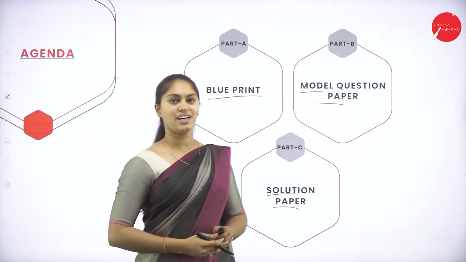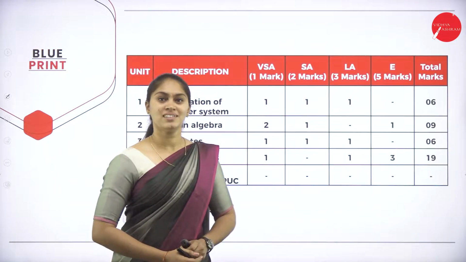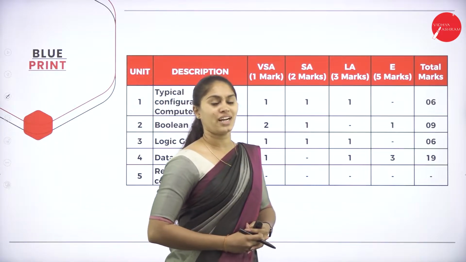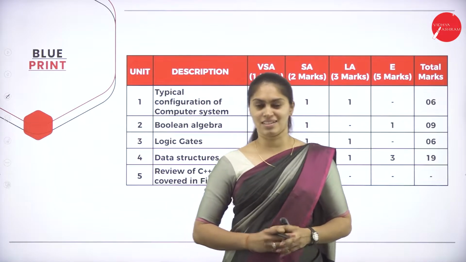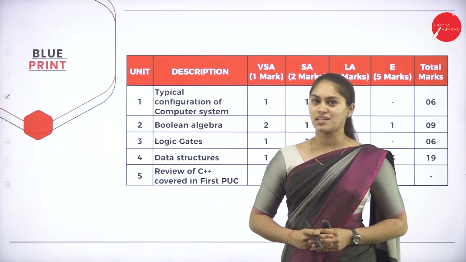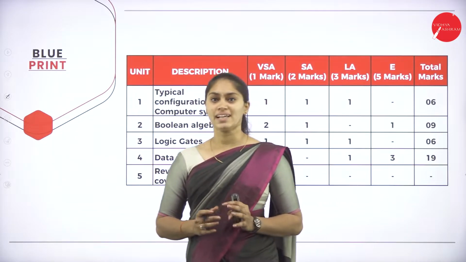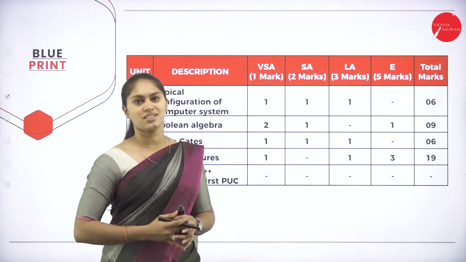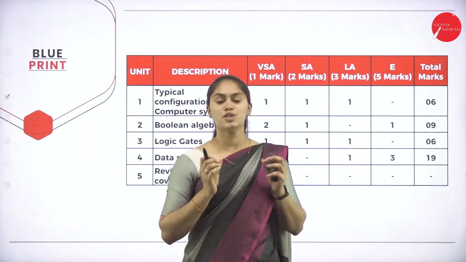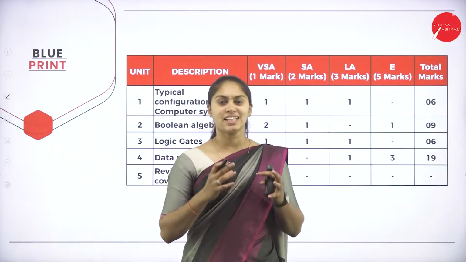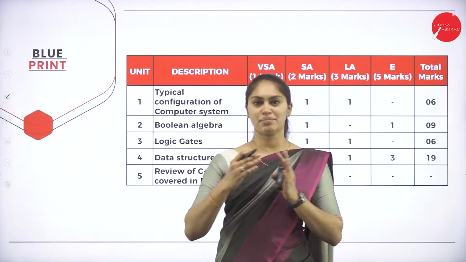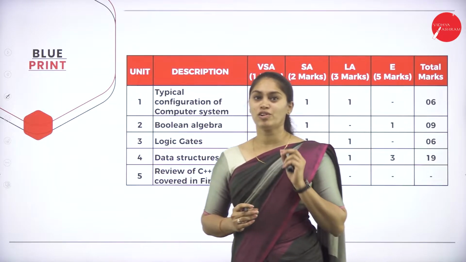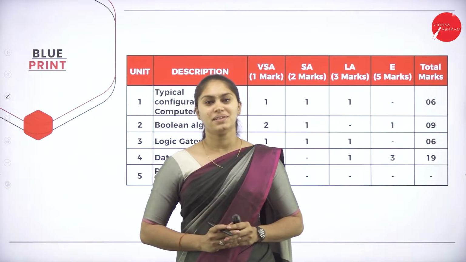So let me get into the first thing, that is related to the blueprint. As we all know, we have 17 chapters in second PUC's computer science. In that, you have to neglect chapter 5. Why? Because it is just a revision of the previous year's, that is first year's syllabus. So no need to worry about chapter 5. That is just a review of the first PUC's whole syllabus. Now we'll see the blueprint of chapter 1 up to chapter 17.